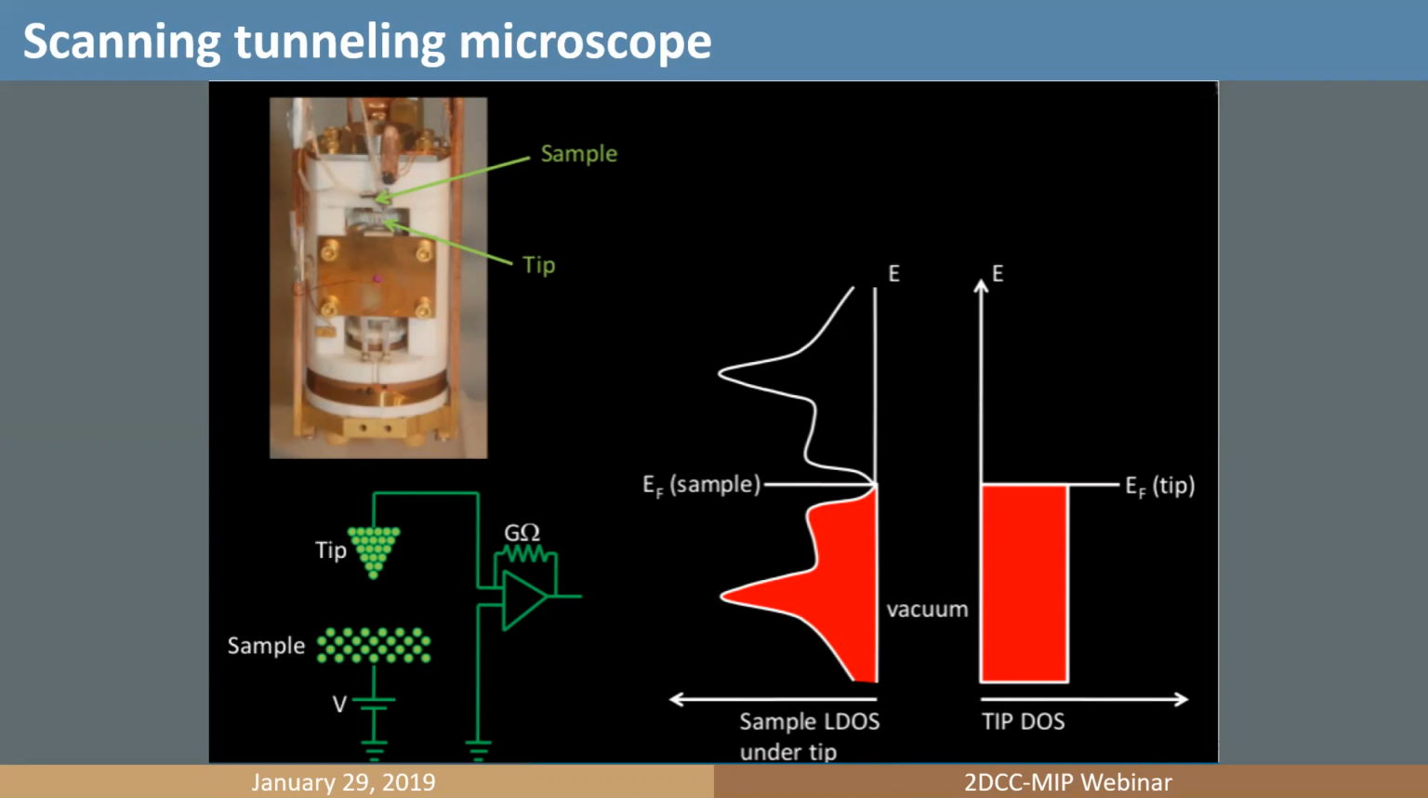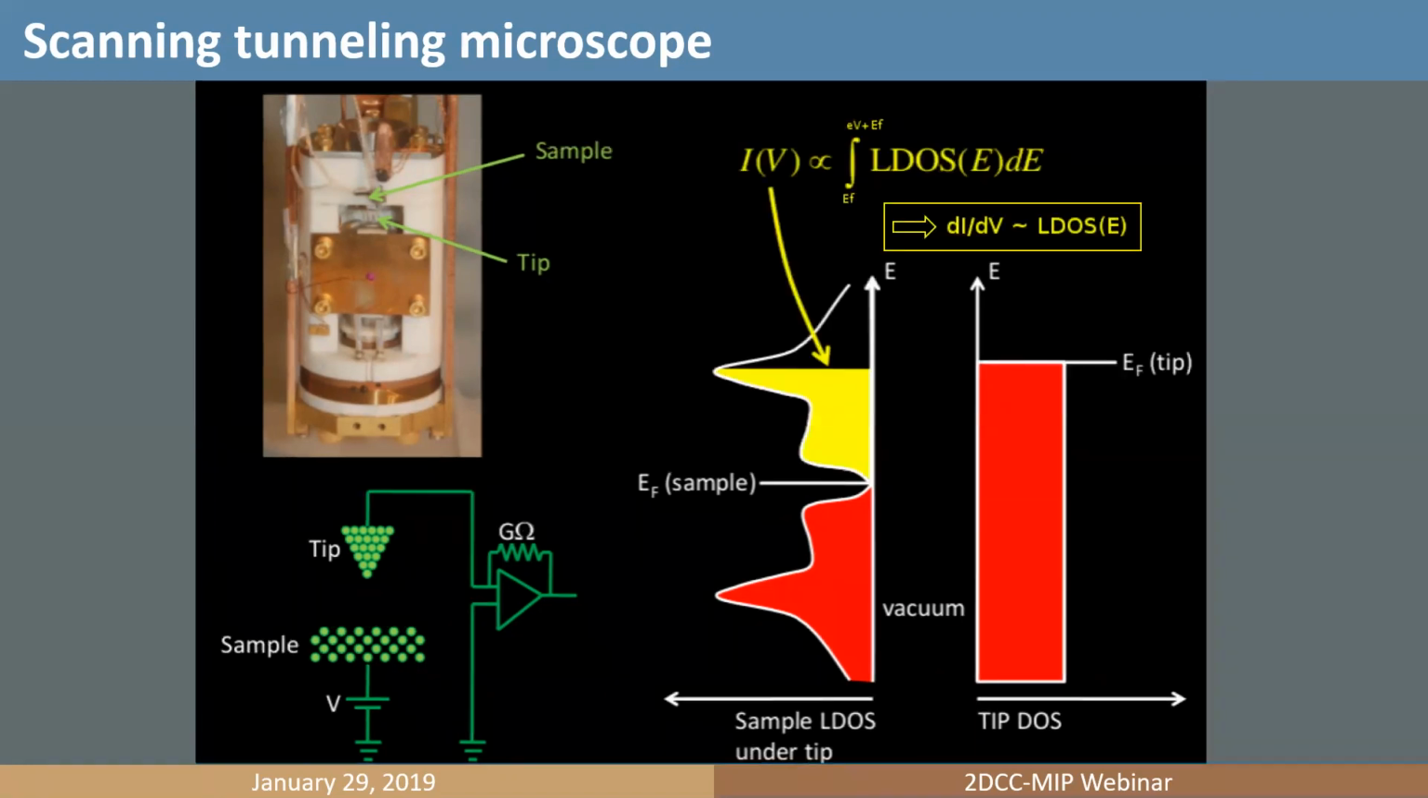To understand how the current flows, we consider the density of states of the sample and the tip. Imagine that the sample has some density of states, and for the tip, we typically choose a material which has a flat density of states, typically boring, so that it doesn't disturb what we are trying to measure. Then as we apply a voltage, the electrons from the tip tunnel through into the sample, and the total current is an integral of the local density of states. The local density of states is a measure of how many electrons are living at each energy under the tip at each point.